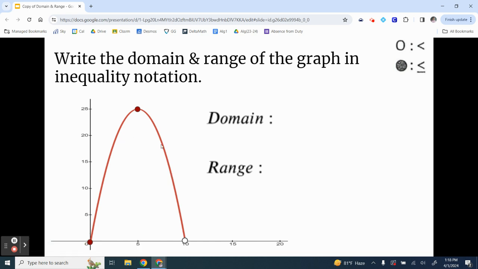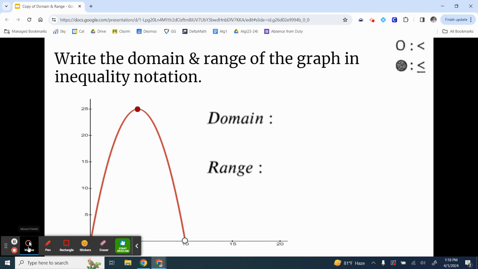So I have this parabola-shaped graph, but you'll also notice the dots. So remember, if it's an empty circle, that means we don't have it. It's empty. We do not add the line underneath. However, if it is solid, we do have it, so we add that or equal to line underneath our inequality.